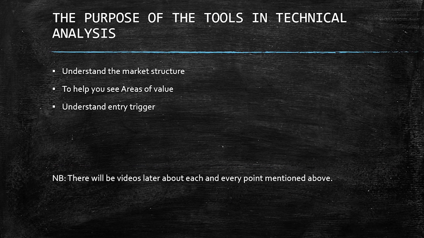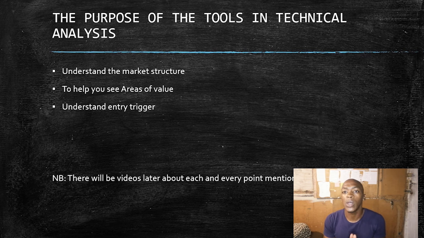So the purpose of the tools in technical analysis is that they help us understand the market structure. In the market, the only thing that helps us is the tools. These tools can help us see the market structure. They can help us see where the pattern is. So basically, when you're looking at the market, you're not going to look at everything. You're just going to look at the pattern that you're looking for.